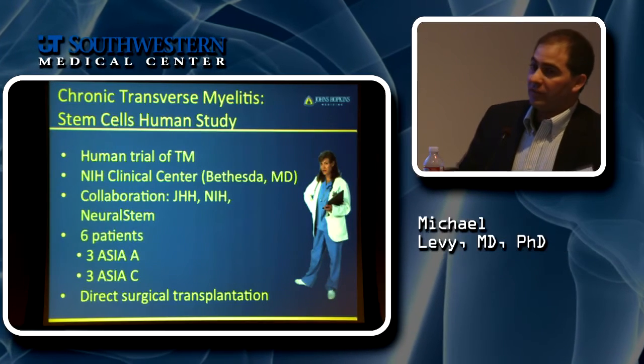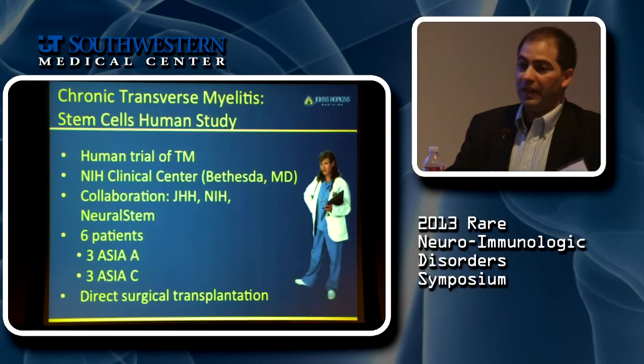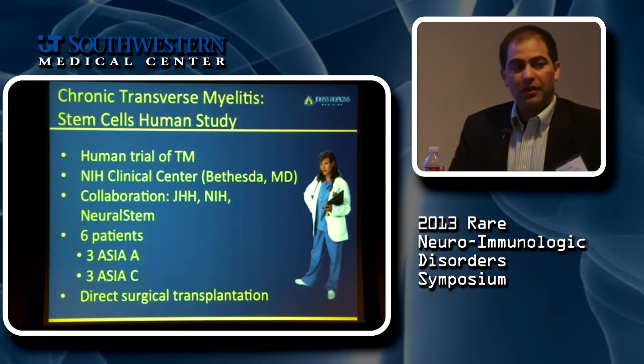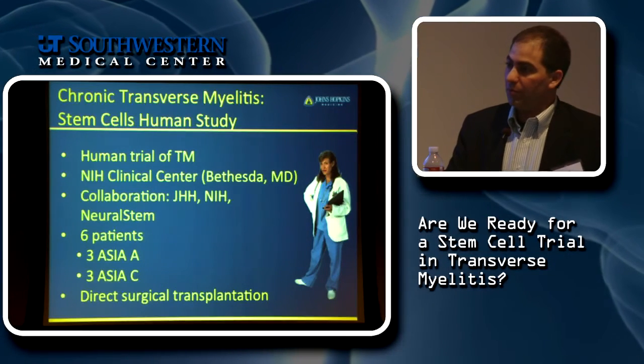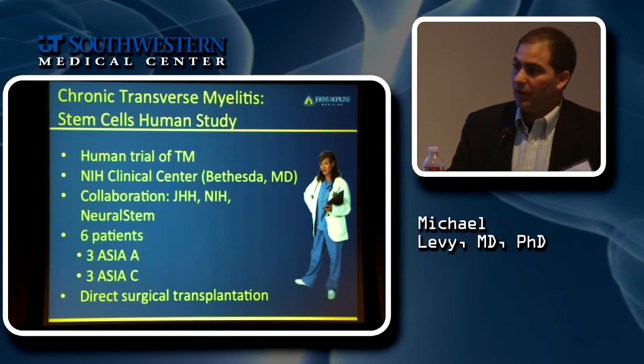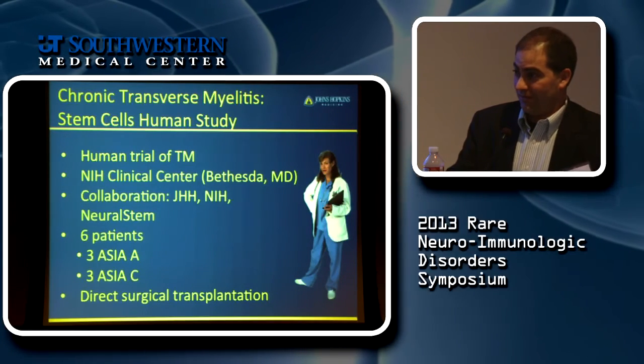We plan to recruit 6 patients. The first 3 patients will be ASIA A patients who have no motor function, no sensory function, and no bowel or bladder function below the level of their injury. This is designed to assure the FDA that we're not making things worse.